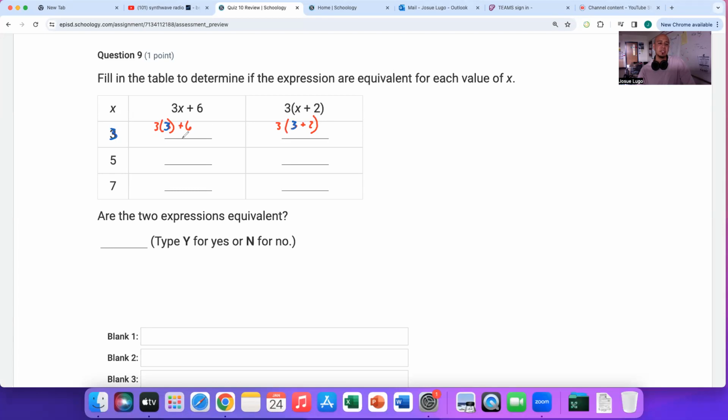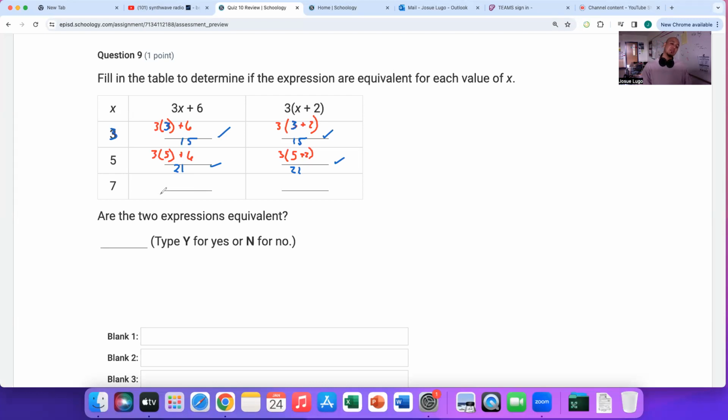Well, 3 times 3 is 9, plus 6 is 15. 3 plus 2 is 5, times 3 is 15. So they are the same so far. Let's test the next one. The next one says 3 times 5 plus 6, and then we're going to have 3 times (5 plus 2). Whenever I work these out, I can see that 3 times 5 is 15 plus 6 is 21, sorry, 21. And here, 5 plus 2 is 7 times 3 is 21. So again, they are the same thus far. And those are the answers that I will be putting in the blanks.